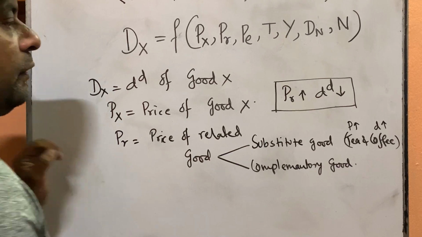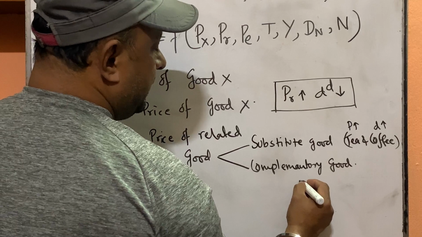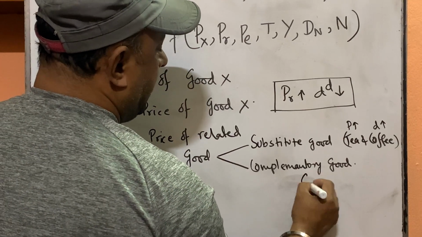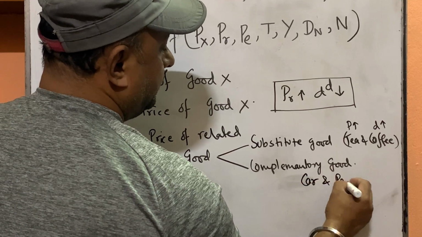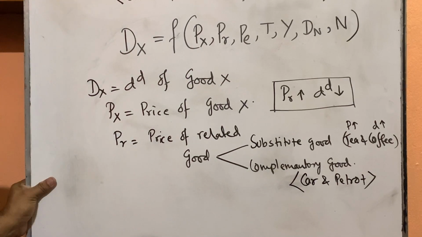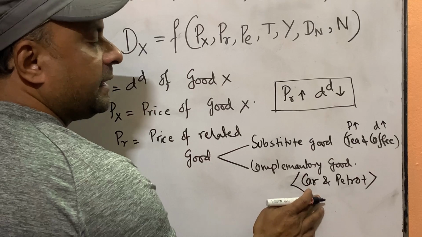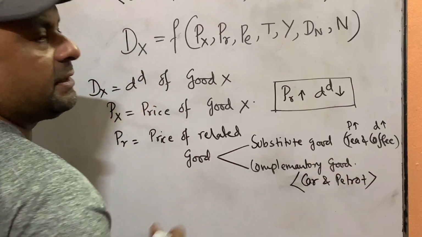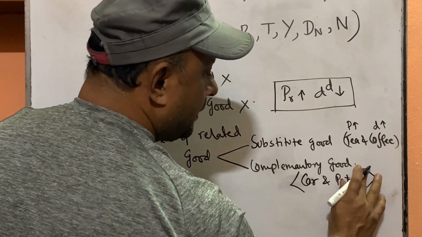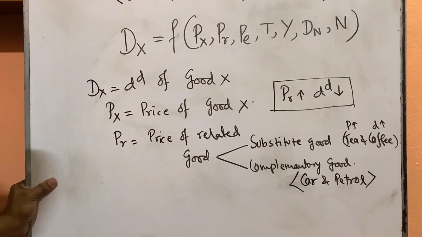Complementary good means where two or more goods are demanded simultaneously. For example, demand for car and petrol. Car and petrol are purchased simultaneously. That time they are called complementary good. When two goods are demanded simultaneously, if we have a car, we must purchase petrol. So these are substitute good. Sorry, complementary good. That time demand is negatively related.